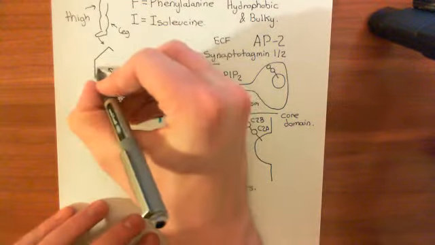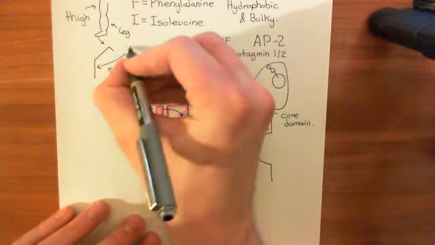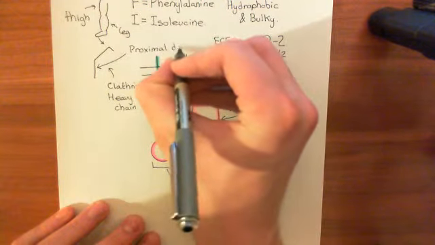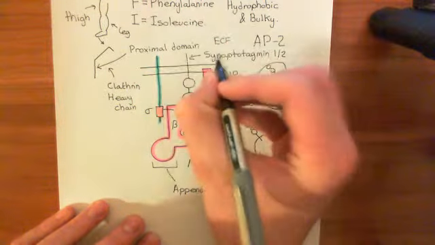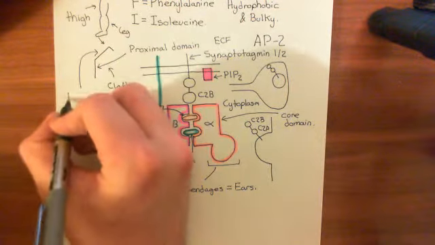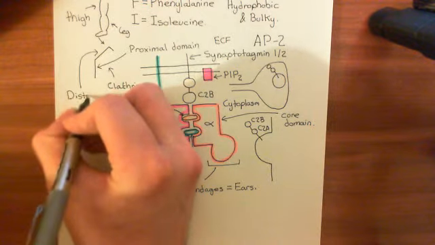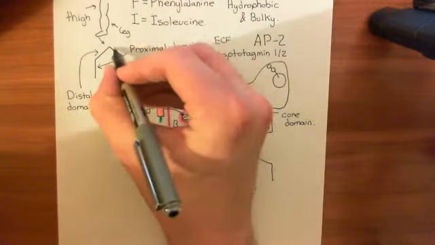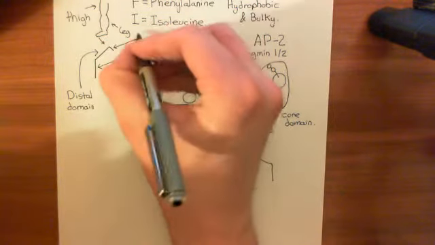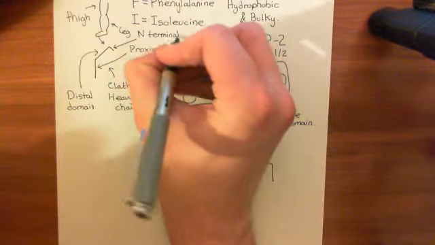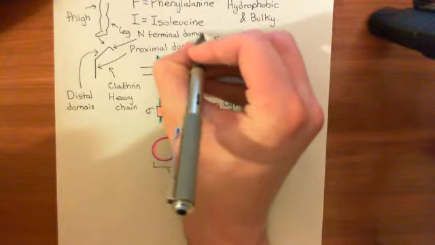These portions actually have names. This portion here, which was analogous to the thigh, is the proximal domain. This portion over here is the distal domain, which is the portion analogous to the leg. And then finally, this portion here, which is analogous to the foot, its proper name is the N-terminal domain, because that's where the amino terminus of the polypeptide is. So, the N-terminal domain.